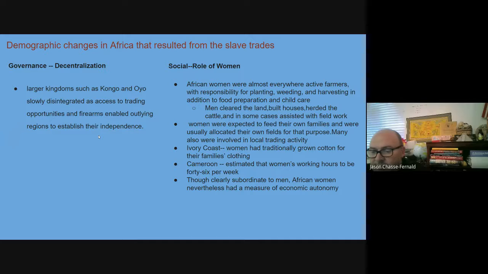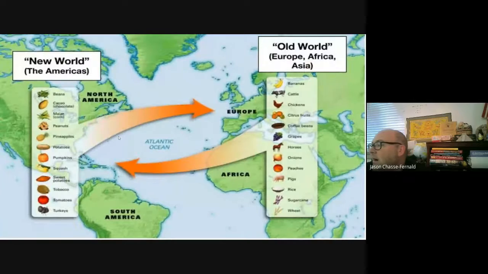On the Ivory Coast, women had traditionally grown cotton for their families' clothing. In Cameroon, women's working hours were estimated to be 46 a week. And though clearly subordinate to men, African women nevertheless had a measure of economic autonomy.